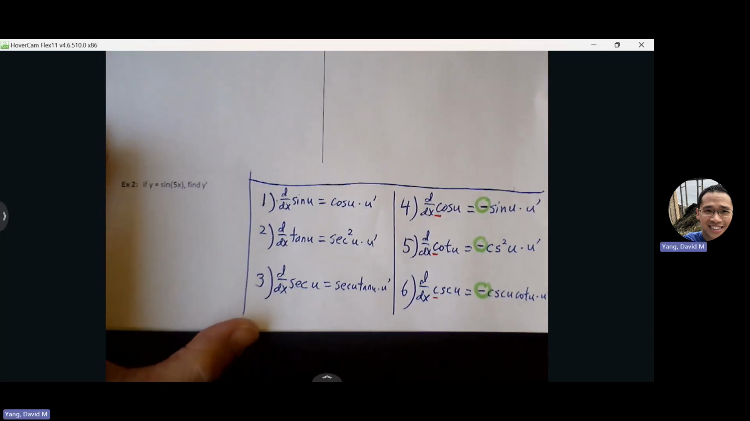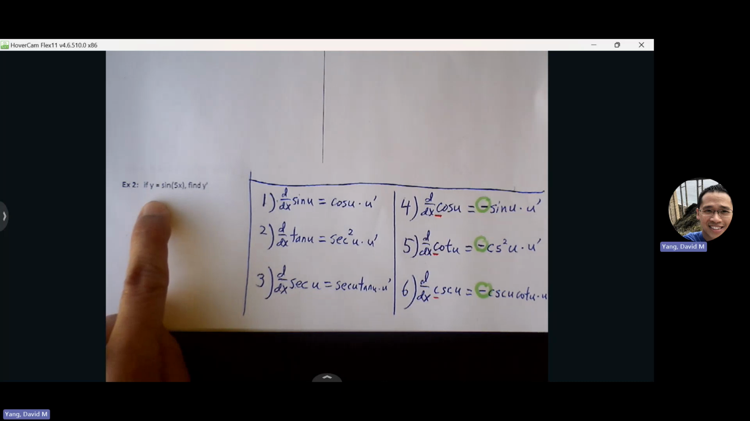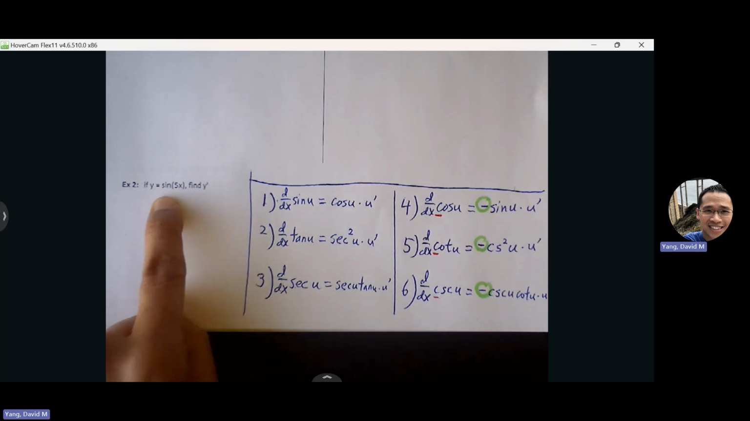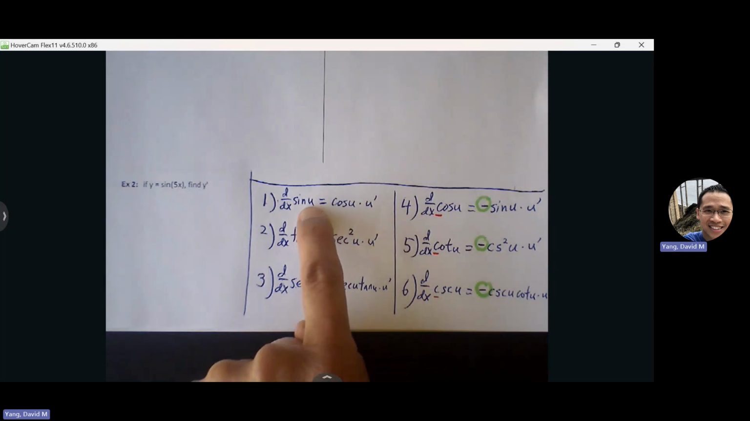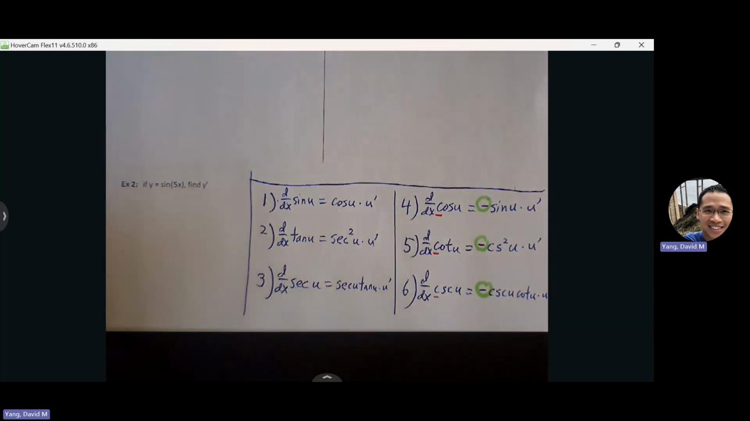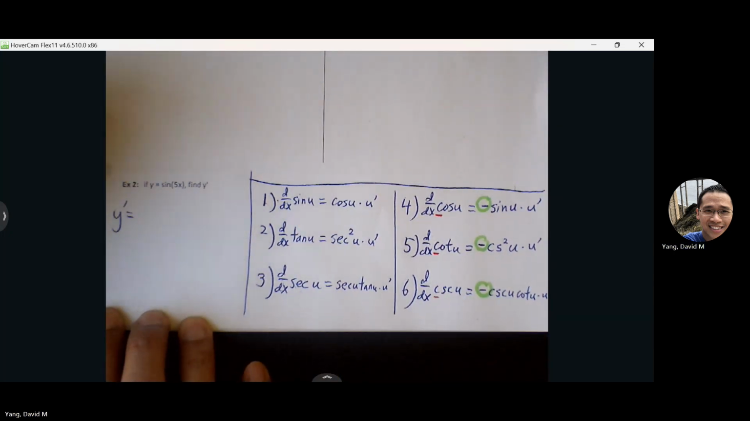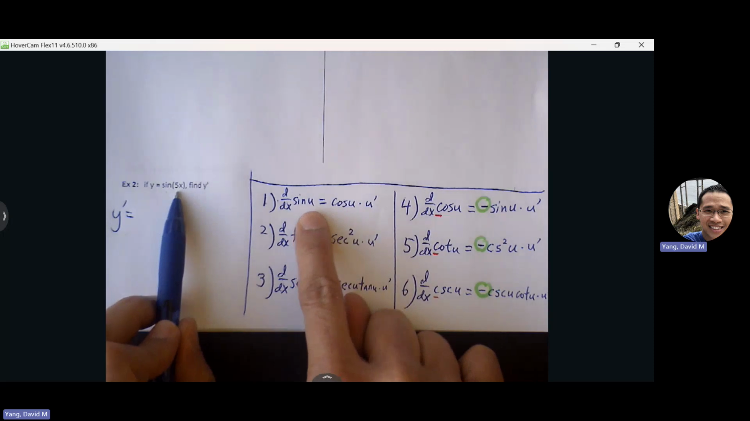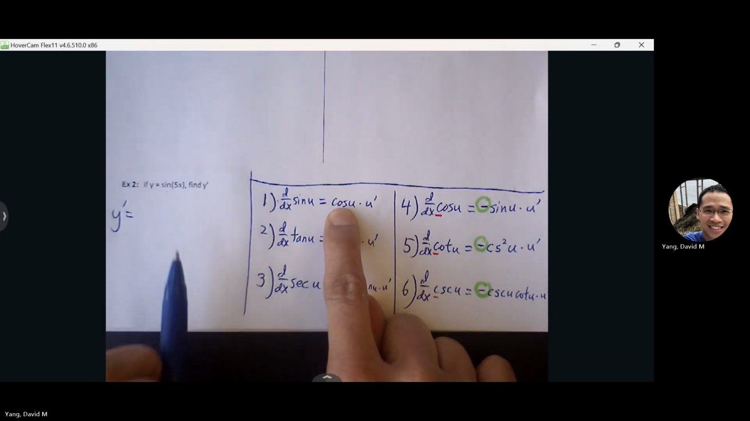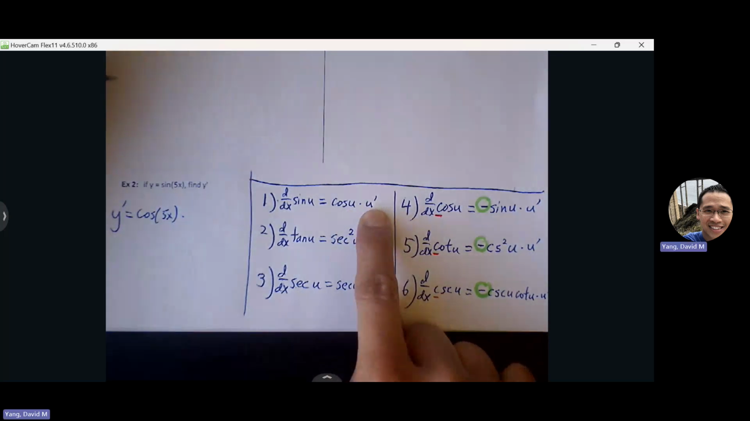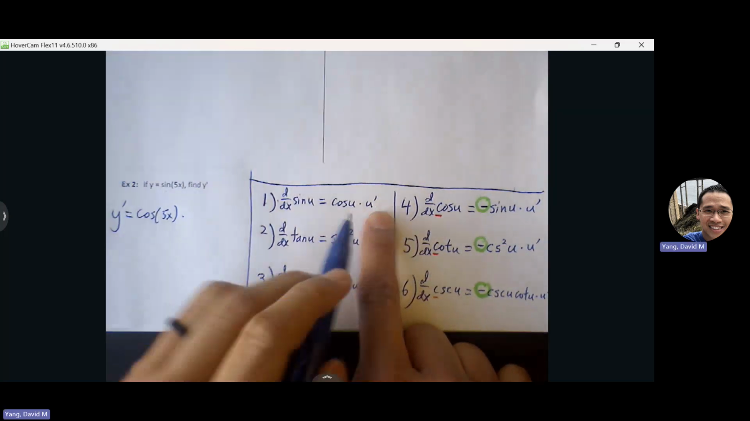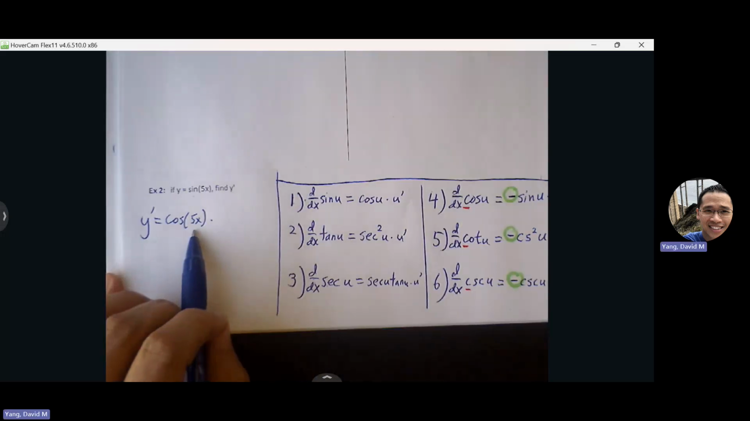All right, so let's look at number 2 and see if we can apply one of these rules here. So y equals sine of 5x. This matches nicely with sine of u. So now let's find y prime. So following the rule, what's sine of 5x going to turn into? Cosine of 5x times, wait, just 5, right? Yeah.